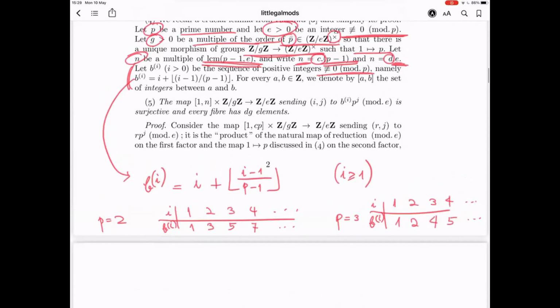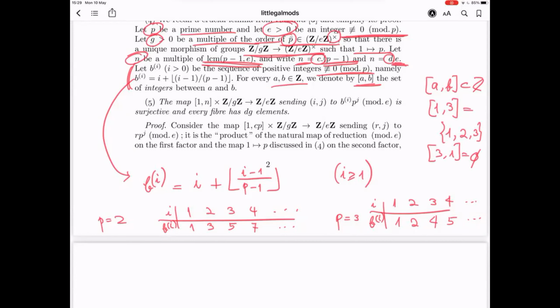And finally, this is a big piece of notation which I've used very often. If you have two integers A and B, then this interval AB is the subset of Z consisting of those integers which are between A and B. So for example, the interval 1, 3 is equal to 1, 2, 3, and the interval 3, 1 is, of course, empty.